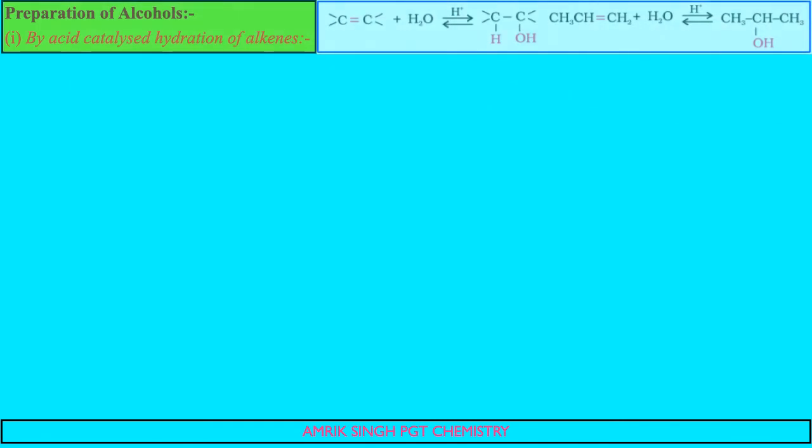In the second slide, we are seeing alkene is treated with water in the presence of an acid. Then there is the addition of H positive and OH negative on the carbon atoms bearing the double bond. We are taking the example of propene, and water is adding according to Markovnikov's rule, and we are getting propan-2-ol.